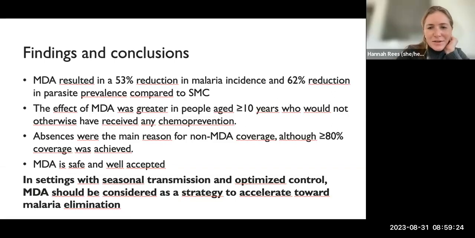First, thank you so much for being here and giving this fantastic talk. I was wondering if you could speak to how you think climate change could impact the frequency and duration of SMC and MDA and elimination efforts in the future.